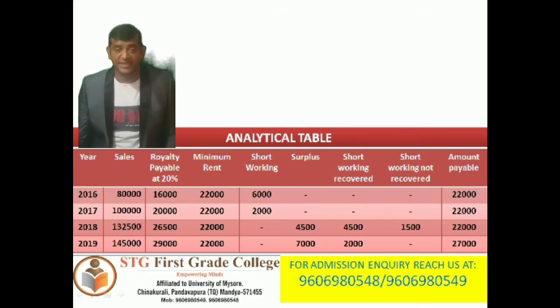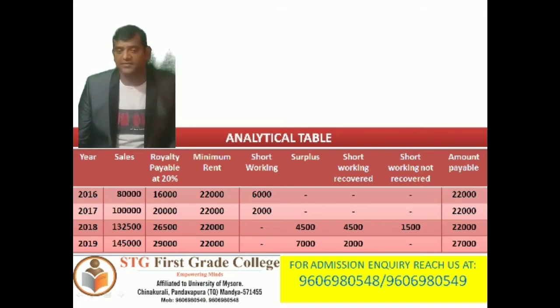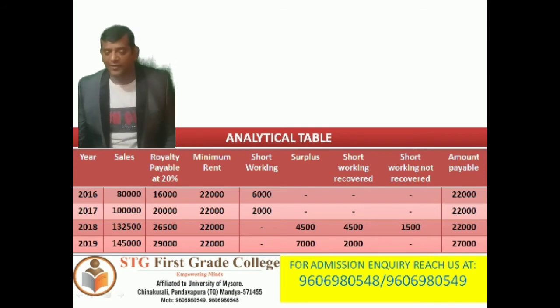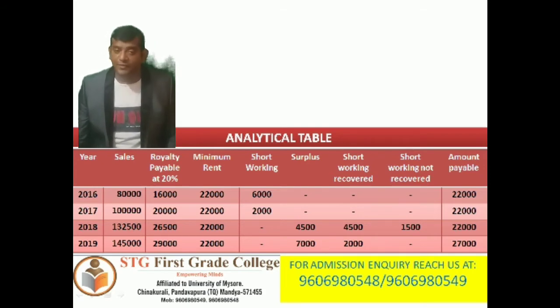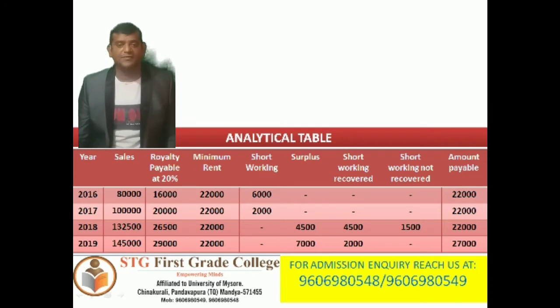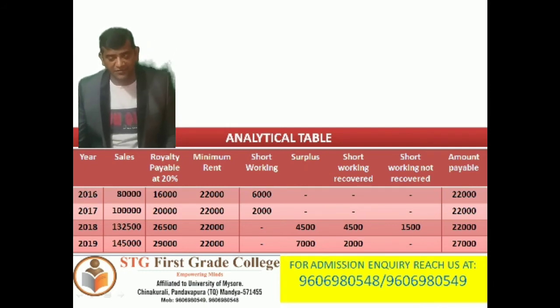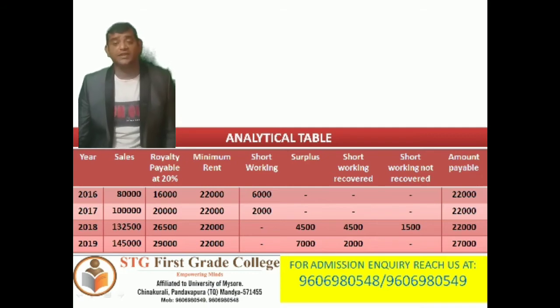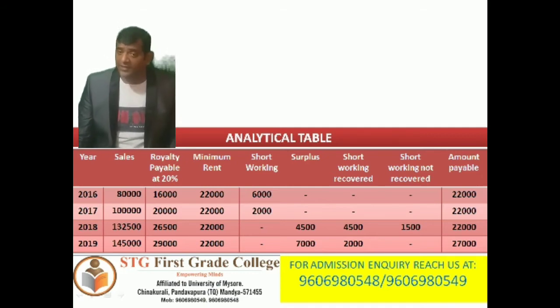1,32,500, that is the sales, and royalty payable is 20% on sales. So 1,32,500 into 20 divided by 100, 26,500, and minimum rent was 22,000 rupees. So short working nil, and we are at surplus of 4,500 rupees, and short working recovered 4,500, and short working not recovered 1,500.